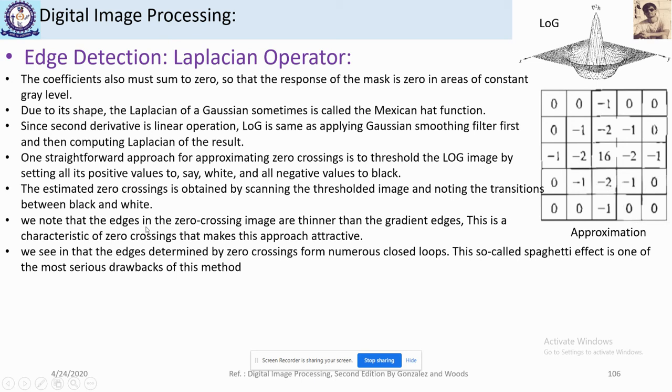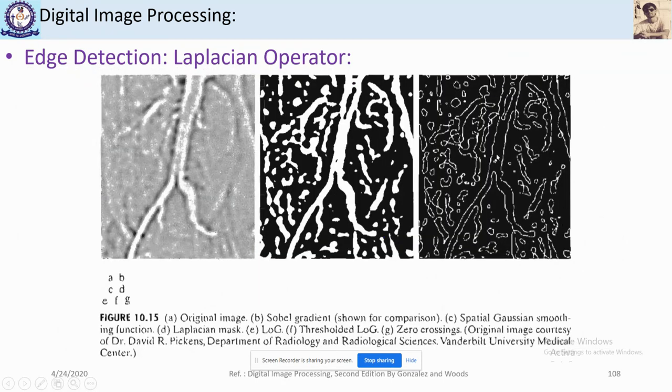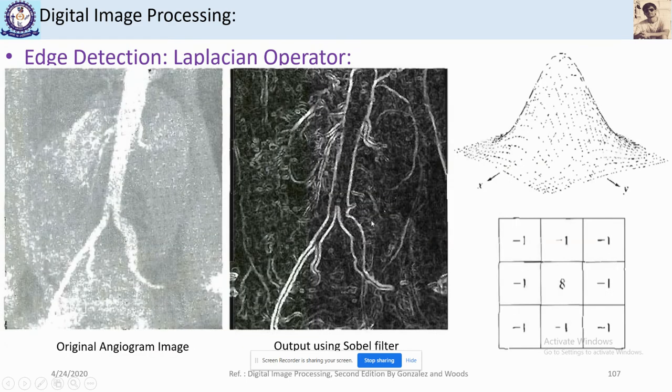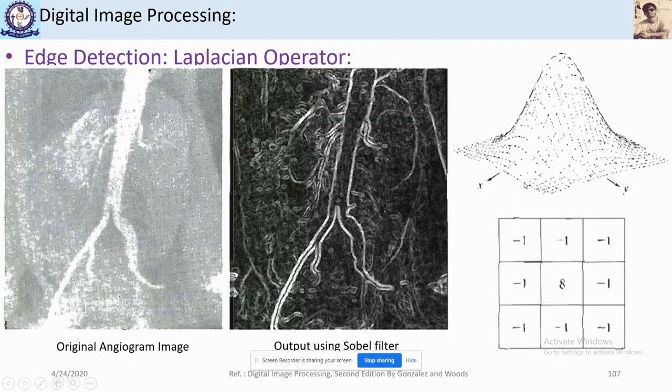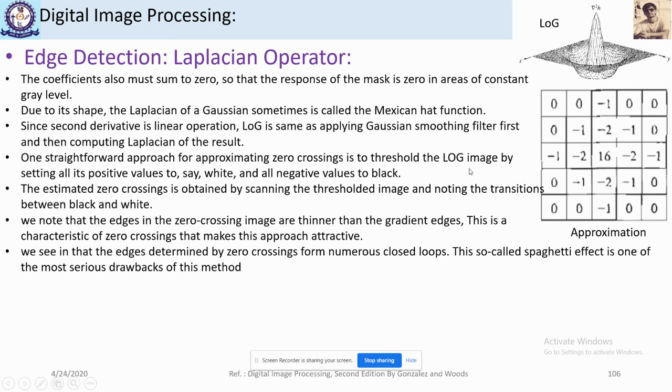We note that the edges in the zero crossing image are thinner than the gradient edges. This is a characteristic of zero crossings that makes this approach attractive. So we have already discussed that these edges are thinner than those of the gradient filters. The Sobel filter is a gradient filter, and here we see that it has quite thick edges of the image, while here the edges are thinner than the gradient filter. So this is one attractive property of zero crossings.